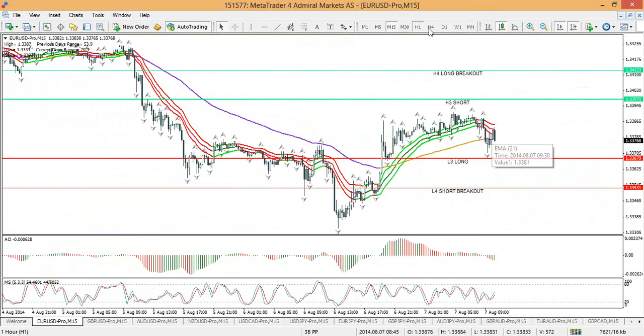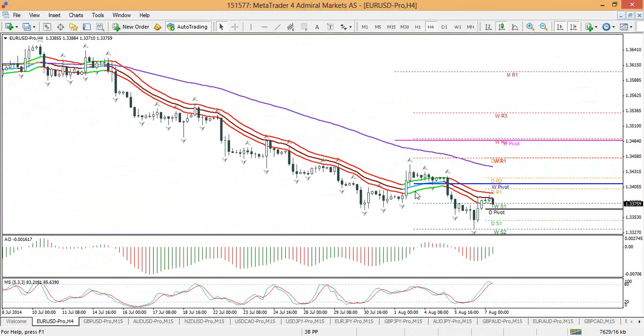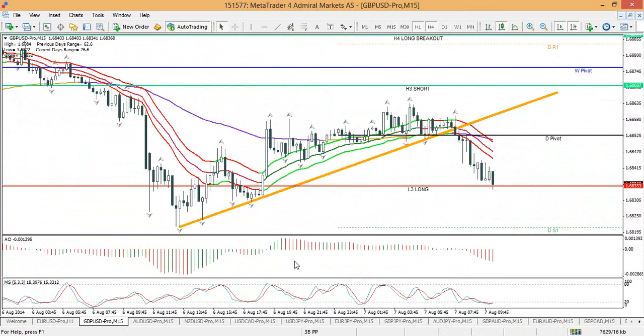Still, though, from a bigger point of view, we have 4-hour divergence. So I'm still wondering if this at some point will make a bit of a bigger retracement, but maybe I'm overestimating the euro. Time will tell. On the hourly, I don't see anything particularly interesting, though.